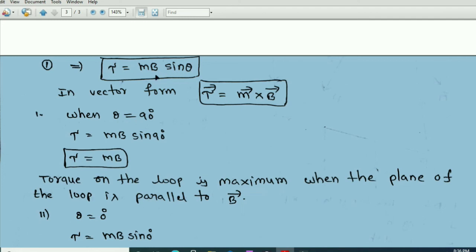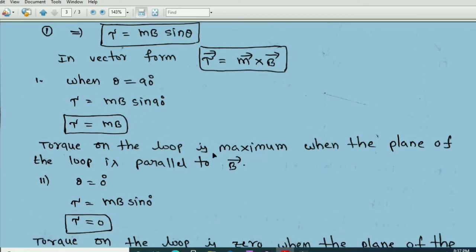Now let us discuss the torque. Tau is equal to MB sin theta, already we have discussed it. Now the vector form is tau bar is equal to M bar cross B bar. Now when theta is equal to 90 degrees, it means the normal drawn to the plane is perpendicular to the magnetic field. Now tau is equal to MB sin 90, that is MB. The maximum torque is experienced by the loop. Torque on the loop is maximum when the plane of the loop is parallel to B bar.